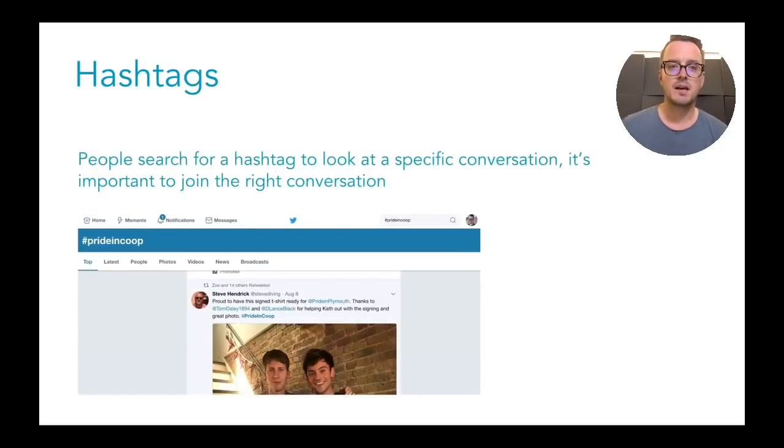Hashtags. So people search for hashtags on Twitter, like I've searched for Pride in Co-op here, and it's automatically giving me the top tweets at that moment as to what's going on with hashtag Pride in Co-op. So I can see that Steve from Plymouth has tweeted a picture of one of our Pride t-shirts, and he's used hashtag Pride in Co-op, so that's relevant to me as a co-op colleague, and Pride as well, so I can really see what other people are saying, and it's really good to join in that conversation and to engage with Steve on that one.